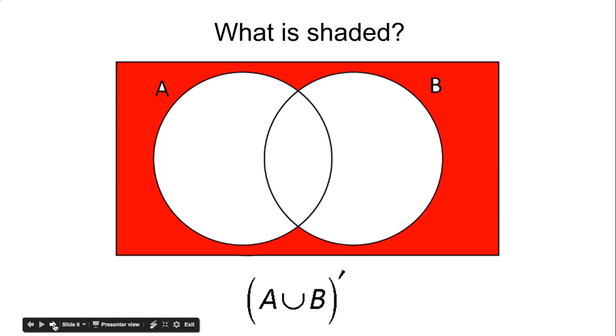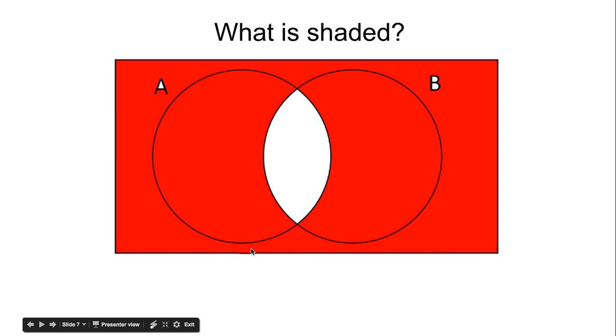Have a look at the next one. Again, pause it if you need to think about the answer. What's shaded? Okay, the bit that's not shaded is the intersection. So I've shaded everything apart from the intersection. So I've got A intersection B, but the complement of it, not the intersection.